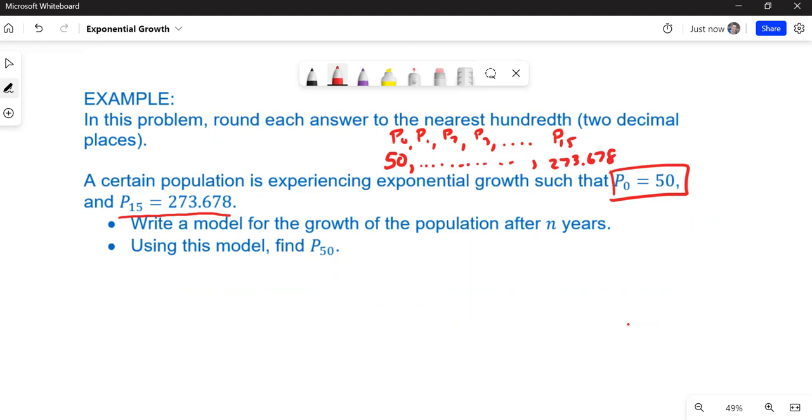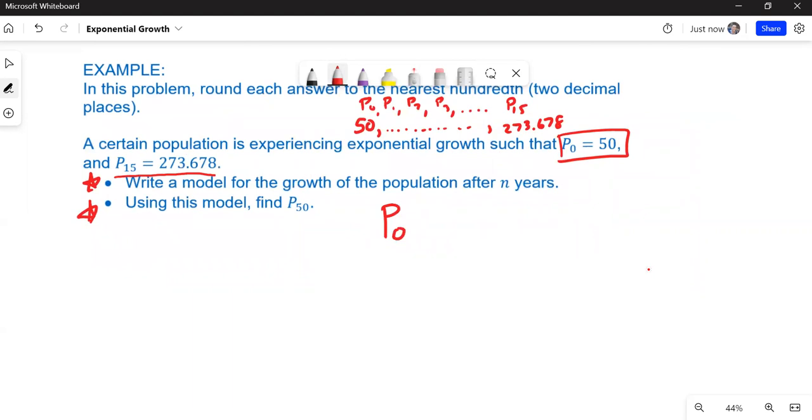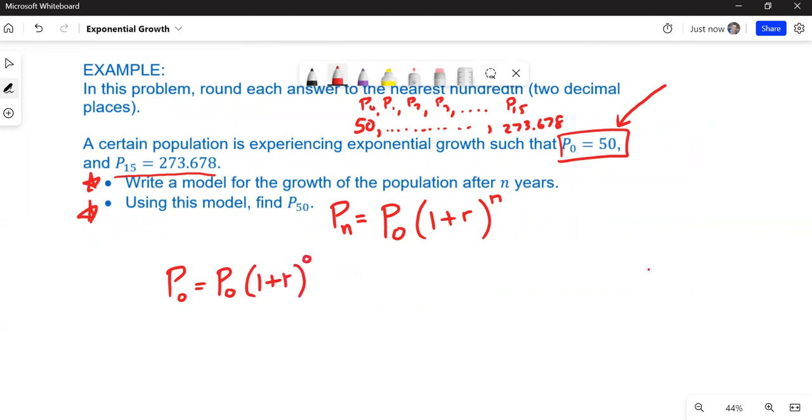Well, we're going to use the growth model, a little bit of algebra, and our scientific calculator to figure that out. So we're going to be writing a model for the population growth. And to make that model, we're going to have to solve for the growth rate or the growth multiplier. Then we're going to use this model to find P sub 50. So this is kind of what it will look like. Remember in general that our formula is P sub n equals P naught times 1 plus R to the n power. Now we can use these two pieces of information. Here's the first one, P naught is 50. That just means in this formula, P naught would be equal to P naught times 1 plus R to the 0 power.